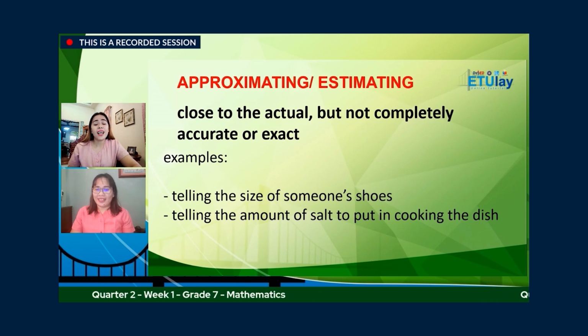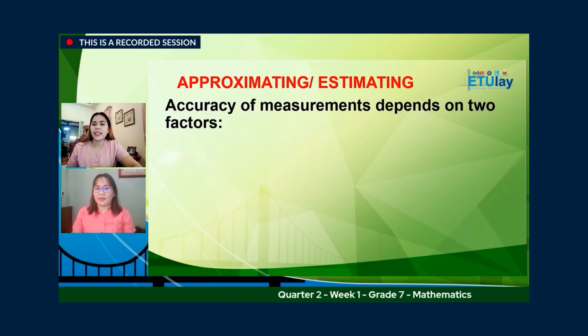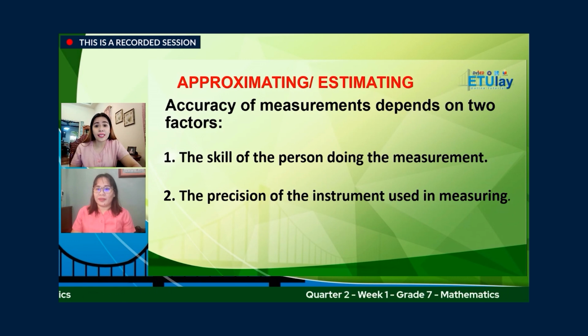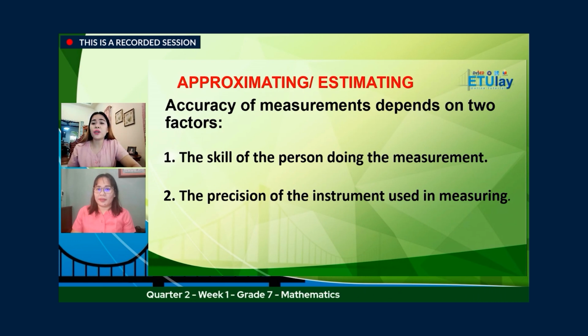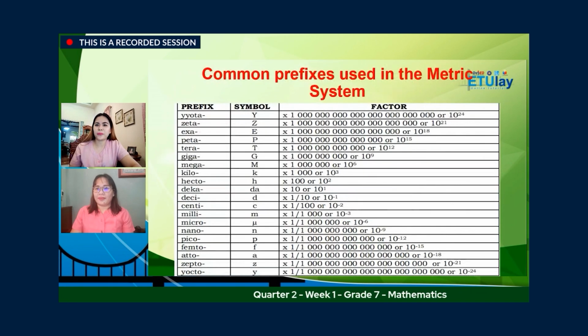Okay, another example is telling the amount of salt to put in cooking the dish. Accuracy of measurement depends on two factors. First is the skill of a person doing the measurement. This can be developed through constant practice. And the second one is the precision of the instrument used in measuring. This is totally dependent on the measuring device.